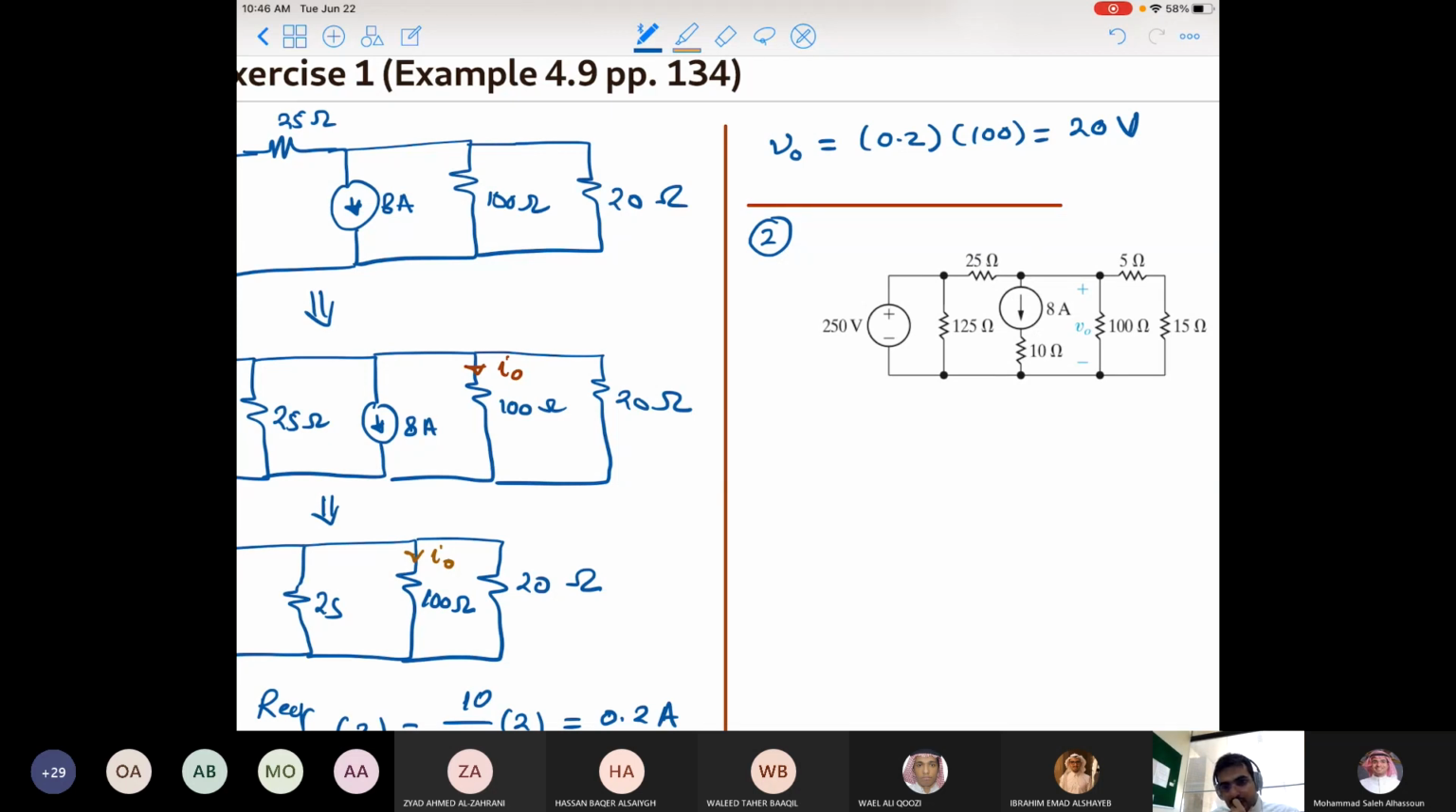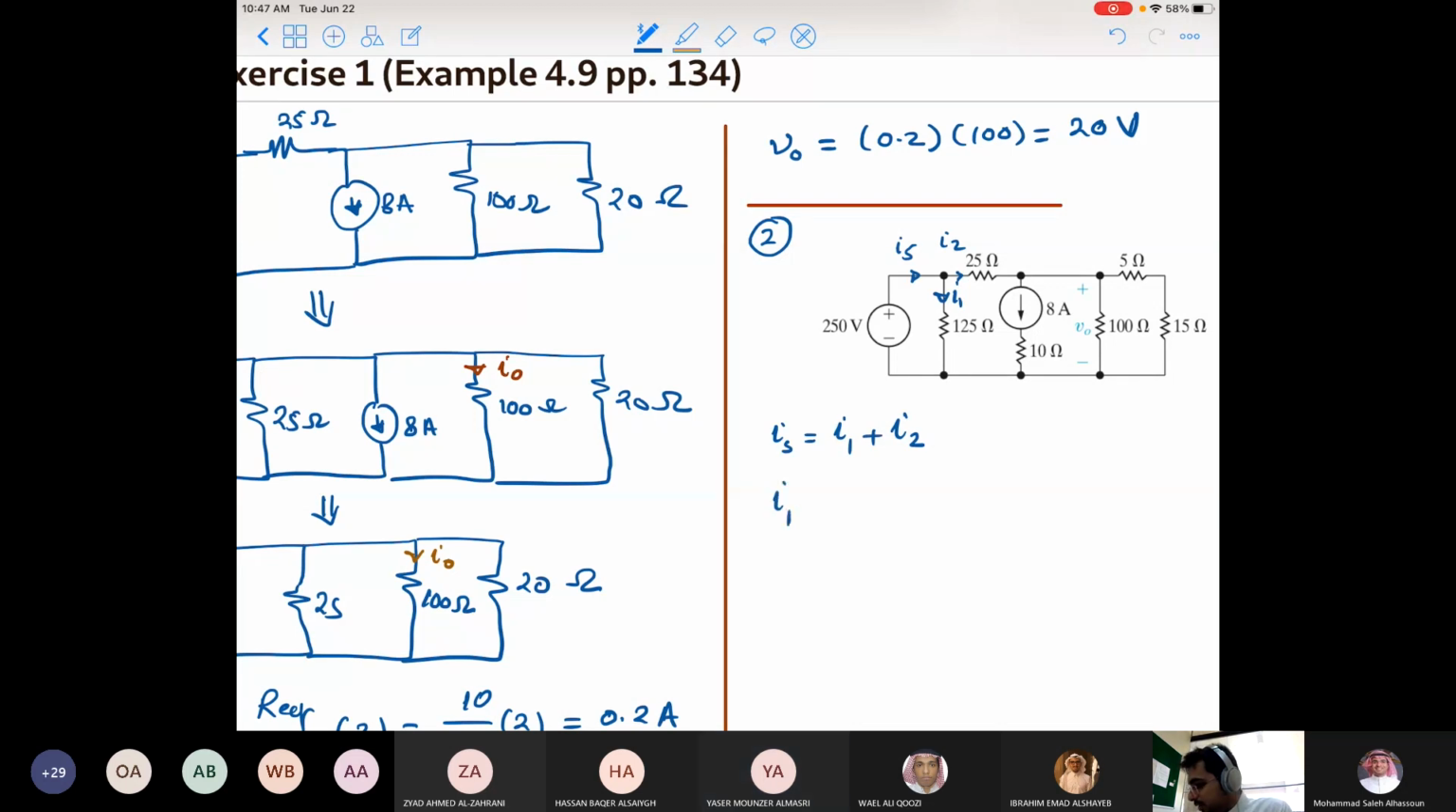Yes, the current in the 250 voltage source is the current in the 125 resistor plus the current in the 25 resistor. Exactly. So the current in the 125 is 250 over 125. And the current in the 25, we're going to apply KVL on the big loop. We know the voltage. We can apply KVL from 250, 25, and across the 100. So it is going to be 250 minus 20 over 25. Exactly, actually applying Ohm's law.